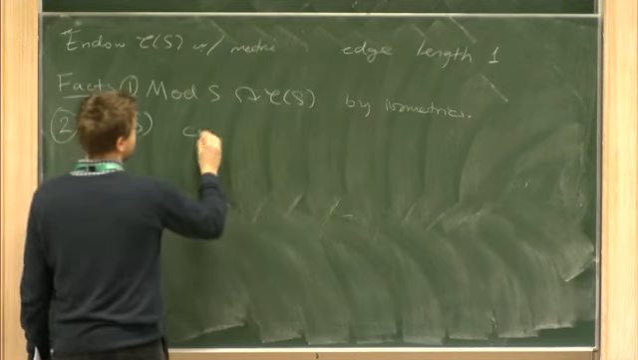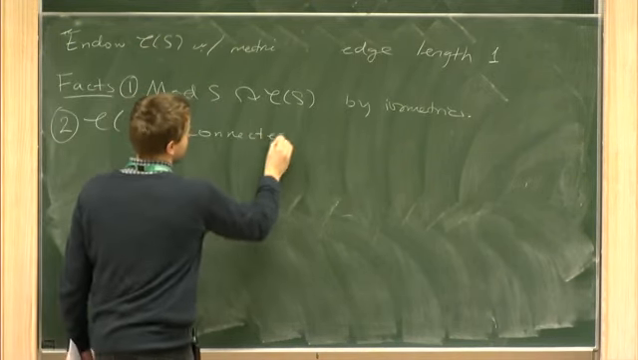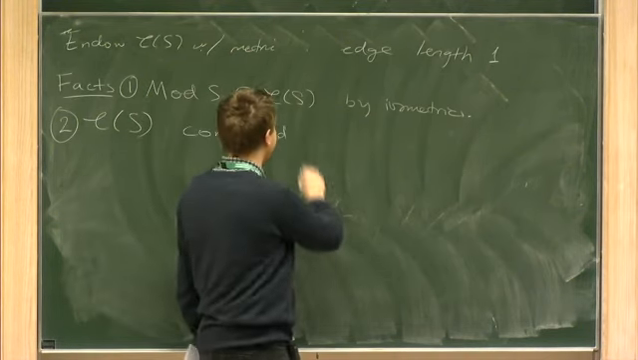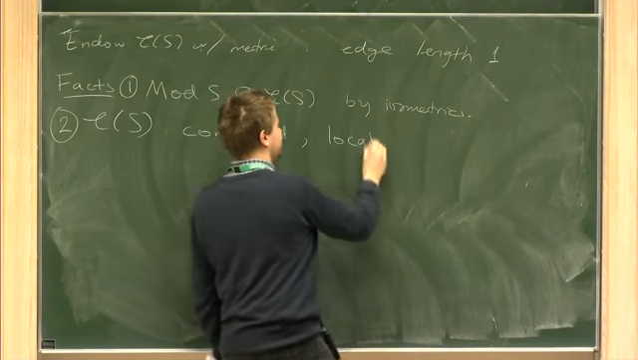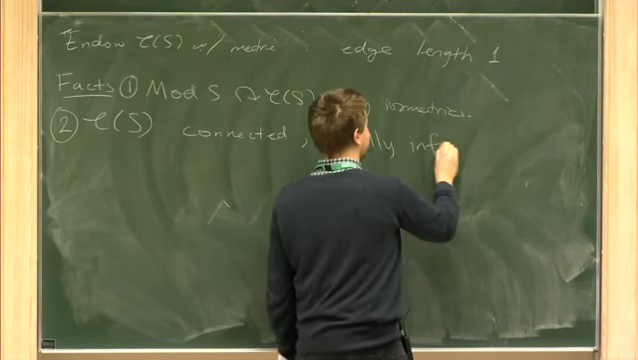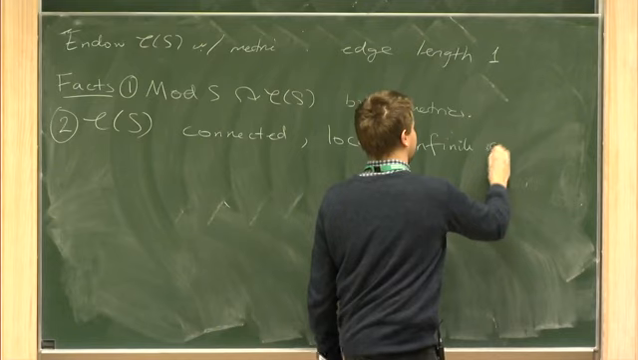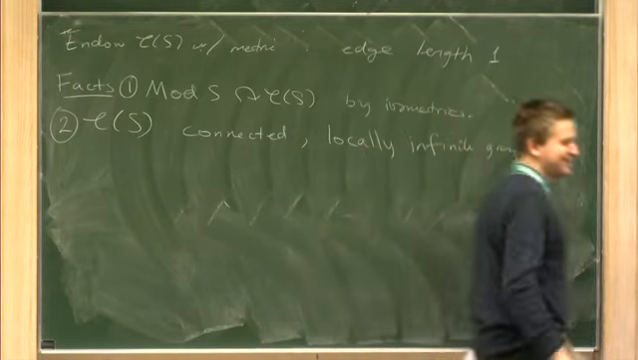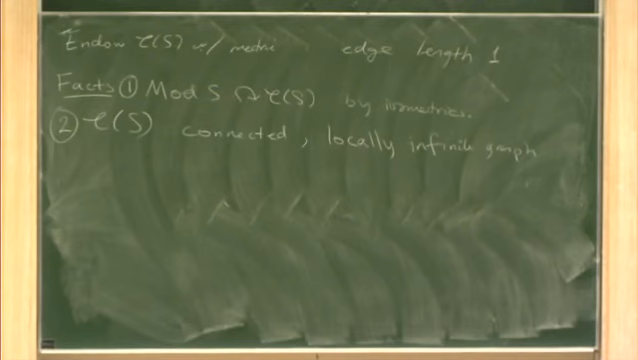The curve graph is connected. That's reassuring. And it's a locally infinite graph. Not so reassuring. Indeed, so it really is a theorem that there is an algorithm to compute distance.